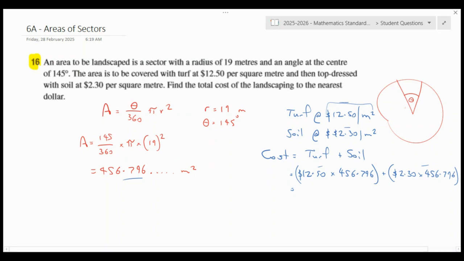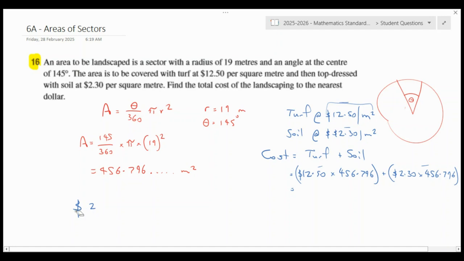Now, when you put it into the calculator, I have put 456.796. That is an approximation because I just stopped at 3 decimal places. That's going to be more than accurate. However, in some other questions where the accuracy has to be more accurate than even that, you have to remember this when you put it into the calculator.